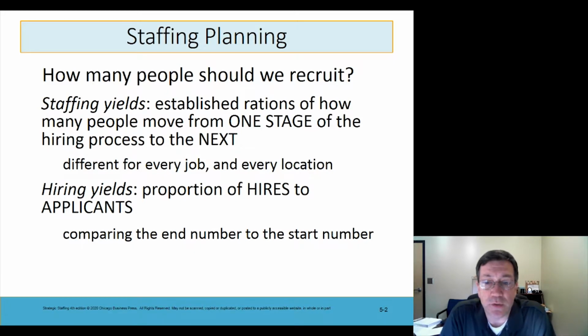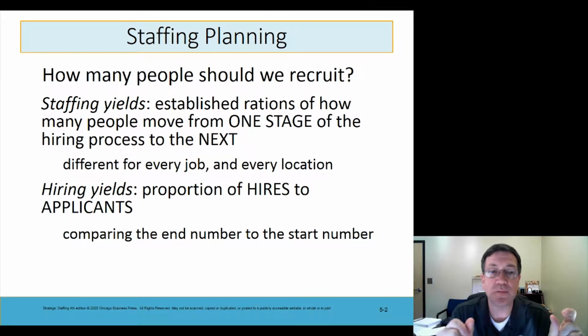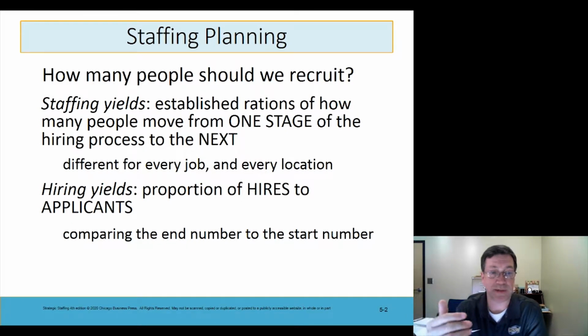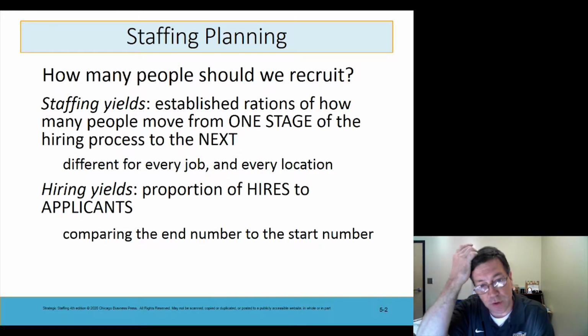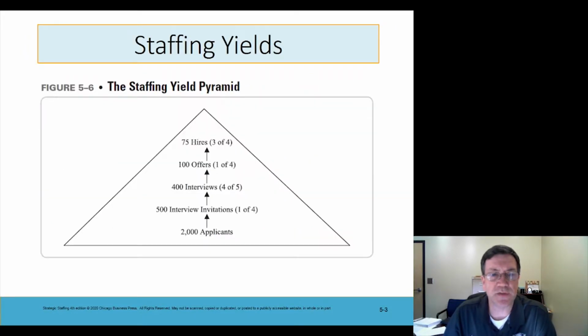The hiring yield doesn't look at the individual stages, it looks at the starting point and the finish point. So the hiring yield is the proportion of people that we hire who finish the process as compared to the people who apply and who start the process. So comparing the end number to the start number. And that'll begin to make more sense as we look at the next couple of slides.